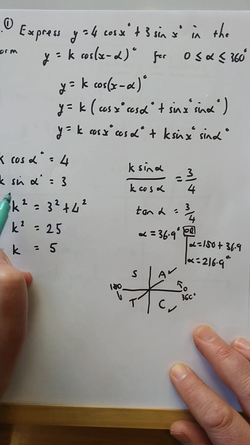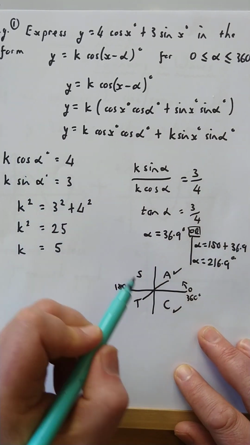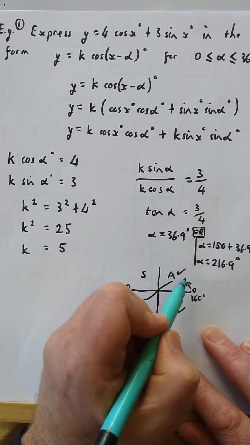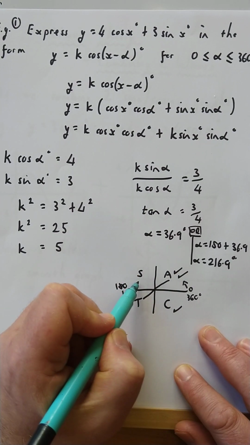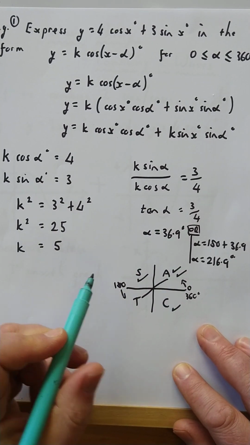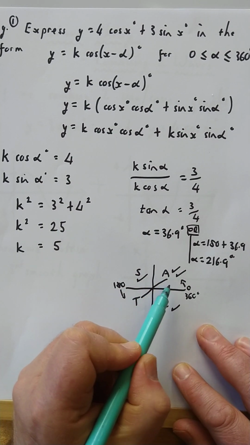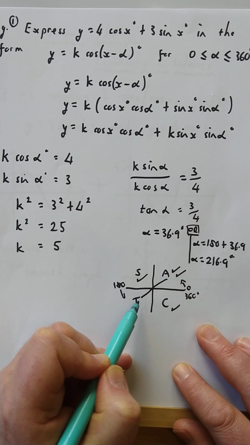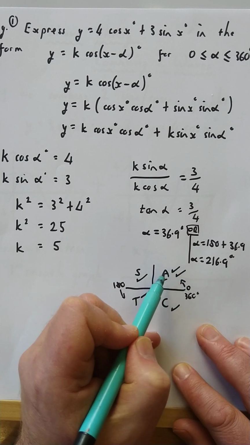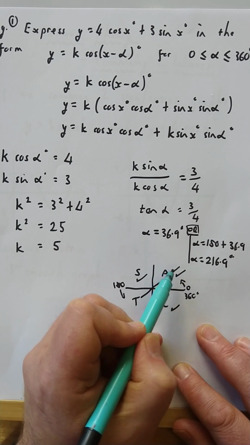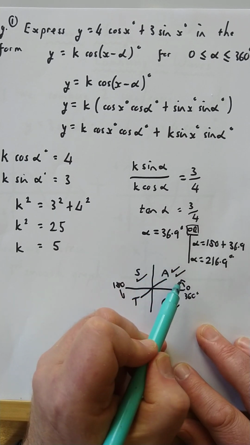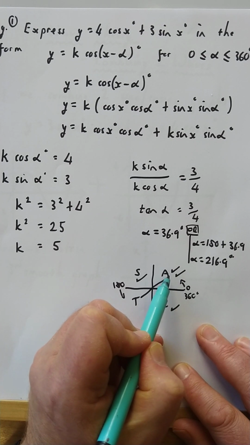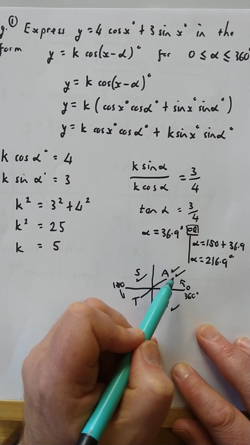My sine term is also positive. On my diagram, where is sine positive? Here and here. Which of my two possible answers, my 36.9 or my 216.9, has got the two ticks? This one, the first one. So this says 36.9 is the answer I'm going to select, not the 216.9.